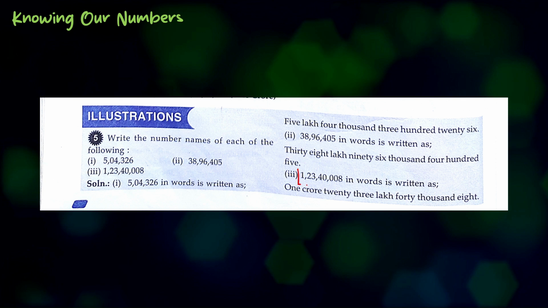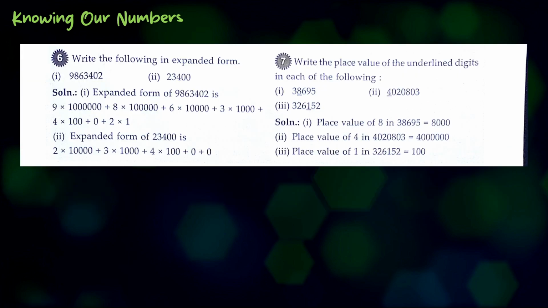So for example here, we have to write it in words: 1, 10, 100, 1,000, 10,000, 1 lakh, 10 lakh, 1 crore. So 1 crore, 23 lakh, 40,008. Okay, that's how you write. Different kinds of questions they will ask based on the above explanation is to write in the expanded form.